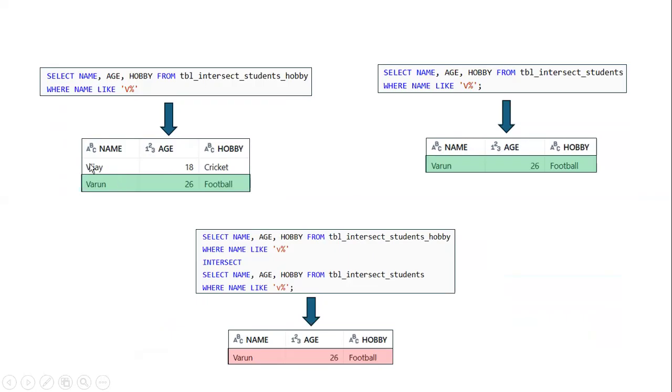If you see here, the first record, Vijay 18 cricket. We don't have any common record here. Next, Varun 26 football. Here it is one matching record, so that it will print here.